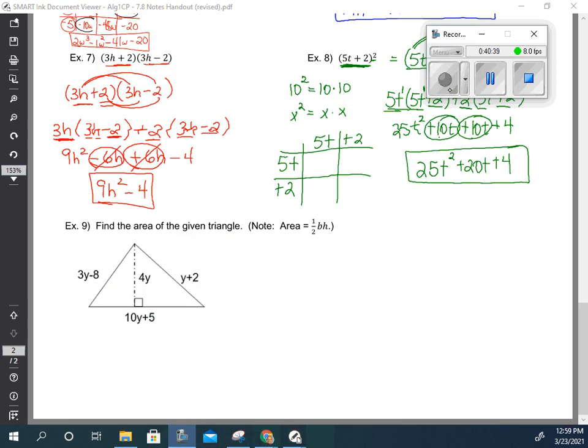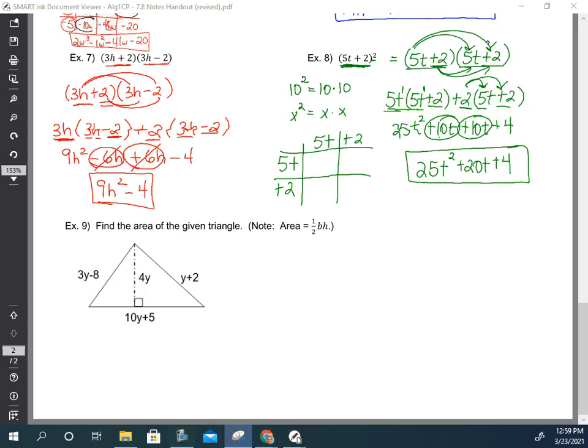So lastly, let's check out example 9. Example 9, we're finding the area of the given triangle. Of course, area is 1/2 base times height. So if you remember with the area of a triangle, you have your base and your height, which are connected by the right angle. So your base is 10y plus 5, your height is 4y.